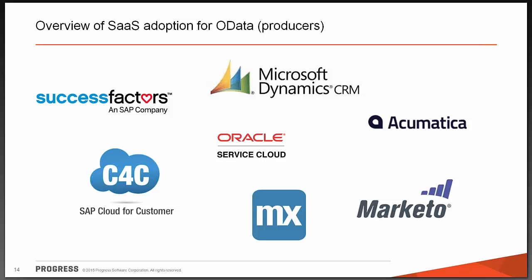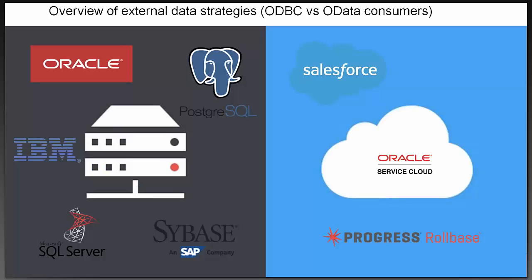And here's just a list of some of the software as a service producers that either produce the OData natively or through some form of partnership. So you see a wide adoption here on the producer side. So these guys have REST interfaces to their applications through OData. And then when we look at the other side of it, which are the OData consumers, that's where we get into the external data strategy part of the webinar. We're really seeing wide adoption on external data strategies for SaaS vendors, and we'll look at the history.